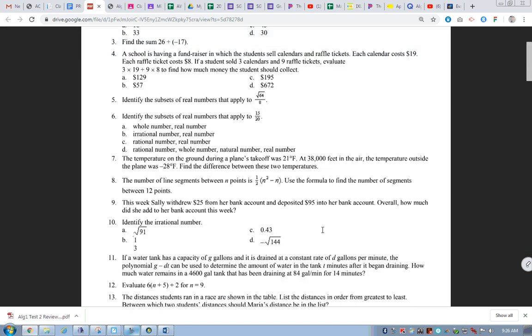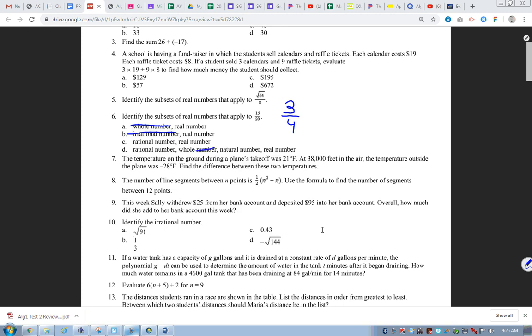All right, it says identify the subsets of real numbers that apply to 15 over 20. So the first thing I want to do is reduce 15 over 20. That should be what? 3/4? Okay. So identify the subsets of numbers. Well, is it a whole number? No. Is it an irrational number? No. Is it a rational number? Yes.